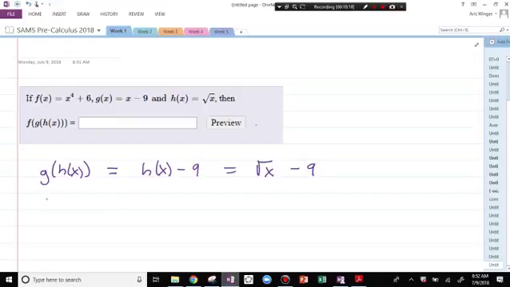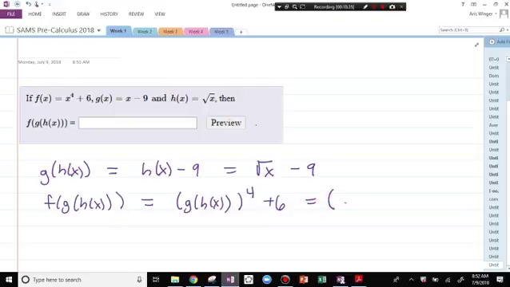And then f of g of h of x. F takes a number, raises it to the fourth, and adds 6. So it's going to take g of h of x, raise it to the fourth, and add 6. So it's the square root of x minus 9, to the fourth, plus 6, something that we would not simplify.